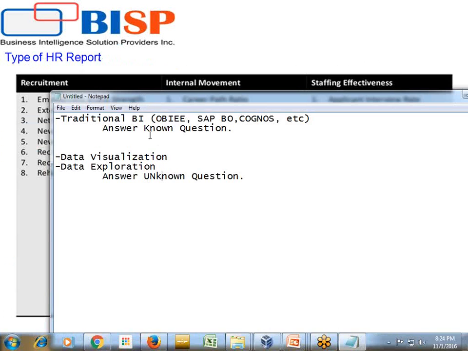It is designed to answer known questions, and needless to say, as you see here, the implementation time is very long. Compare that with Tableau, QlikView, TIBCO Spotfire, where implementation time is relatively low. When I say low, I have done projects for small-scale clients where I built reporting for them within a week or so.